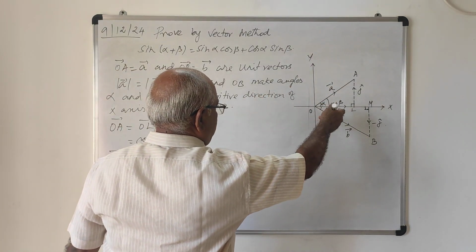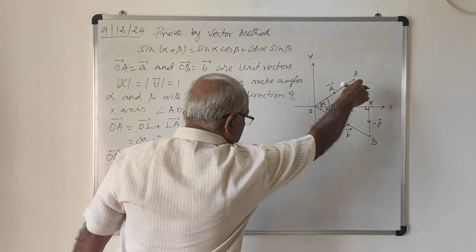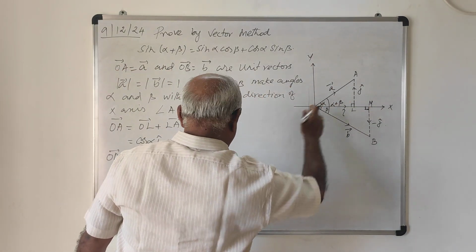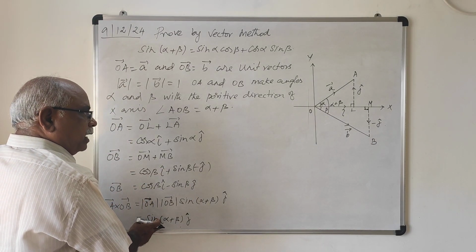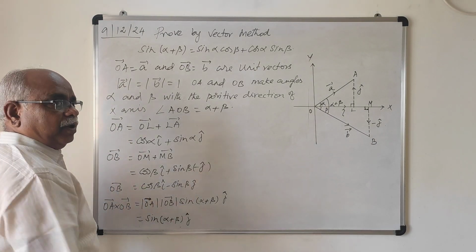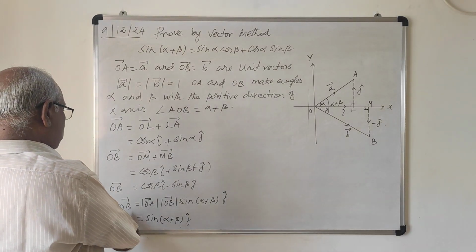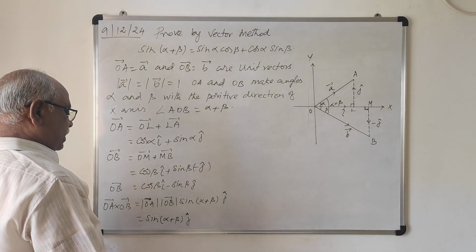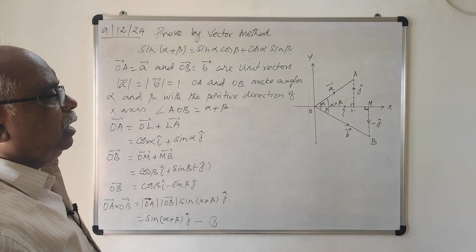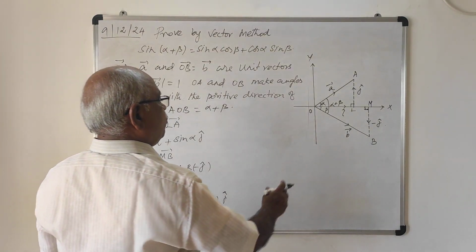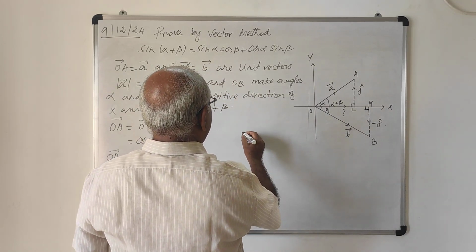Anti-clockwise direction is positive, clockwise direction is a negative angle, and the direction downward is minus J. Both negative, so it becomes positive. Therefore the sine is negative, minus J is negative, double negative becomes positive. Therefore OA cross OB is sine alpha plus beta into J vector. This is your equation 1.